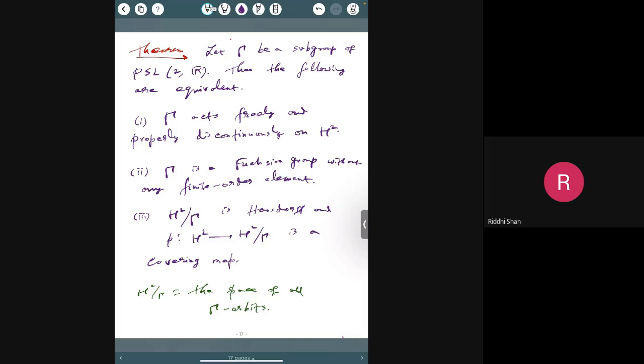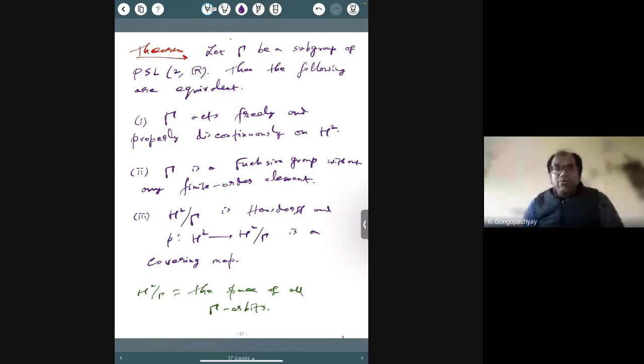Even if the dimension is the same, and even for lattices, the action does not act freely and properly discontinuously, right? A lattice may have torsion elements. SL2Z will not act freely and properly discontinuously. SL2Z does not act on H2. It acts on the torus.